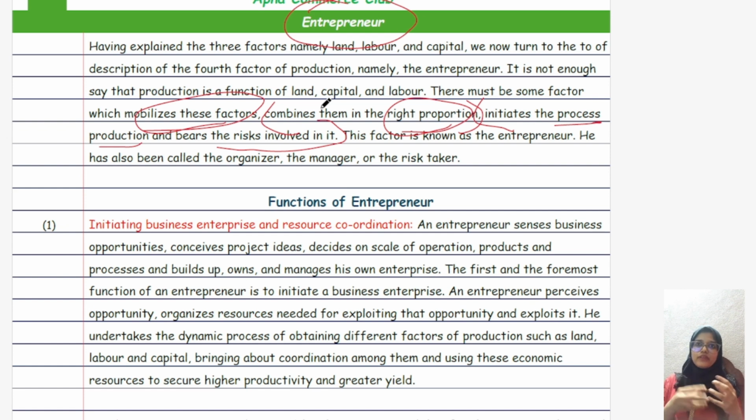So an entrepreneur is nothing but a person who initiates the business, who starts a business, and he takes a lot of risk because the future is very uncertain. You can't say that I'll earn profits for sure. Anything can happen in future. So he bears a lot of risk.